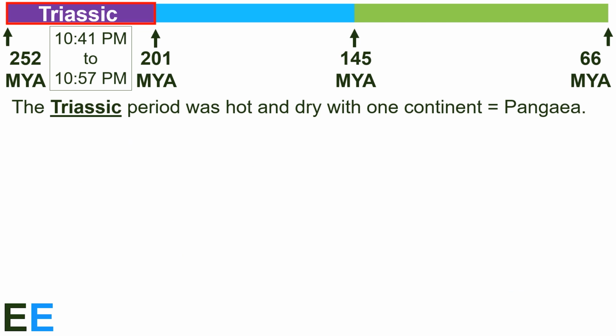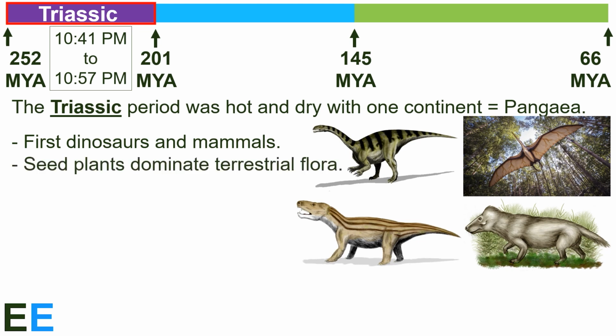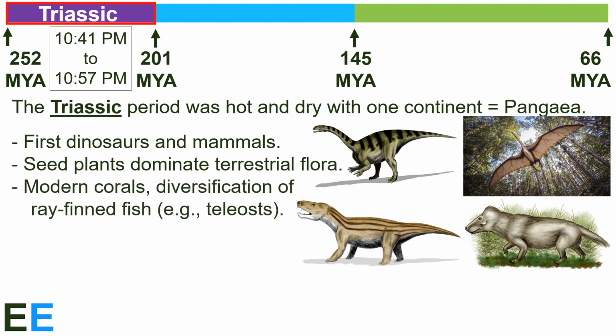The Triassic period was hot and dry, with all terrestrial life living on one continent, Pangaea. This period is when we see the first dinosaurs evolving. This is also when we see the first true mammals, instead of synapsids, in the fossil record. On land, seed plants dominate the terrestrial flora. In the oceans, modern corals evolve, and there's a huge diversification of ray-finned fish. This group of fish includes the teleosts, which are by far the most diverse group of modern fish.